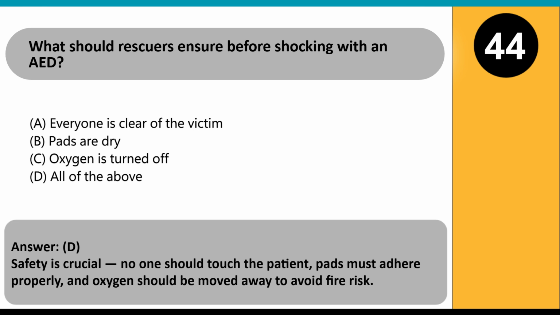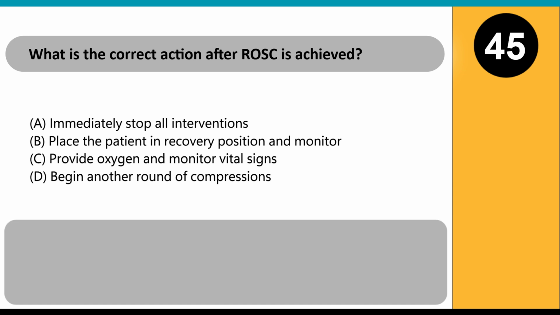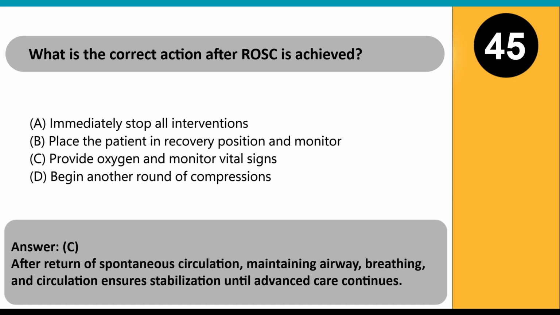What is the correct action after ROSC is achieved? A. Immediately stop all interventions. B. Place the patient in recovery position and monitor. C. Provide oxygen and monitor vital signs. D. Begin another round of compressions. Answer: C. After return of spontaneous circulation, maintaining airway, breathing, and circulation ensures stabilization until advanced care continues.